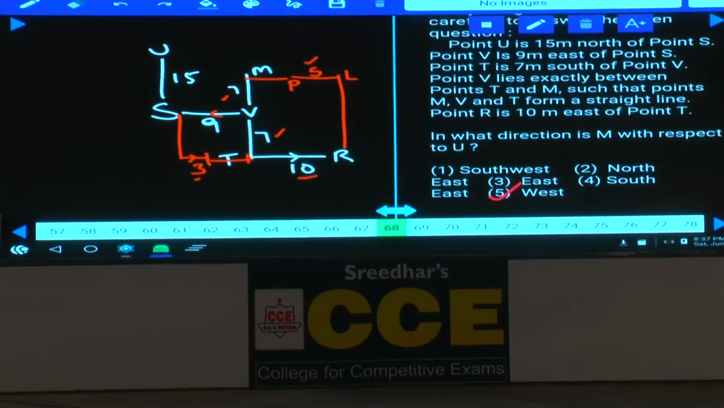Then 68. In what direction is M with respect to U? M is here, U is here. From U, this is south and this is east. South and east, southeast, choice 4. Done with this? Southeast, choice 4, for 68.